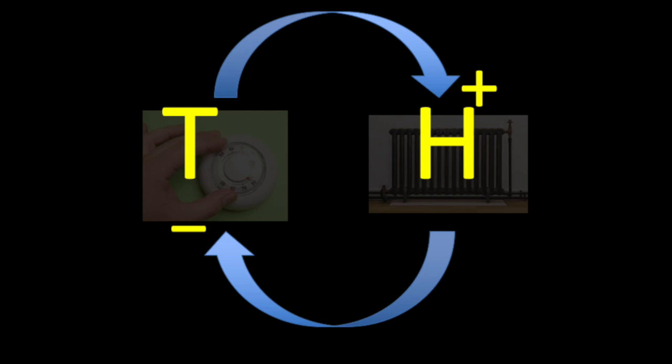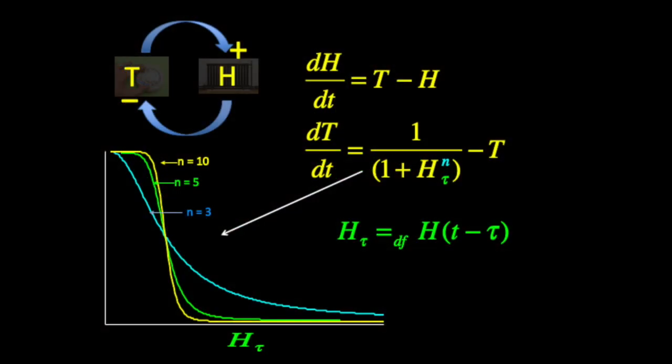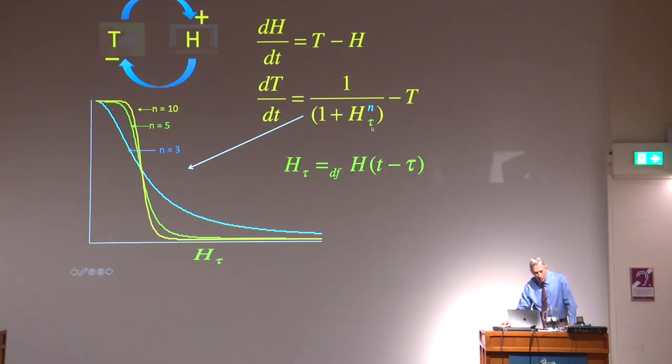We make a simple model of this. T is the thermostat state, H is the heater state. We make a differential equation, and in this differential equation, the thermostat is going to respond to the heater. Notice 1 over 1 plus h to the n, that's a downgoing sigmoid. And we also have a time delay, tau, here. And h tau is simply h tau seconds ago, the time delayed value of h, because that's what the thermostat sees. It doesn't see what the heater is putting out right now. It sees what the heater was putting out 20 seconds ago, 30 seconds ago, depending upon the circulation of air in the room and the distance from the heater to the thermostat.